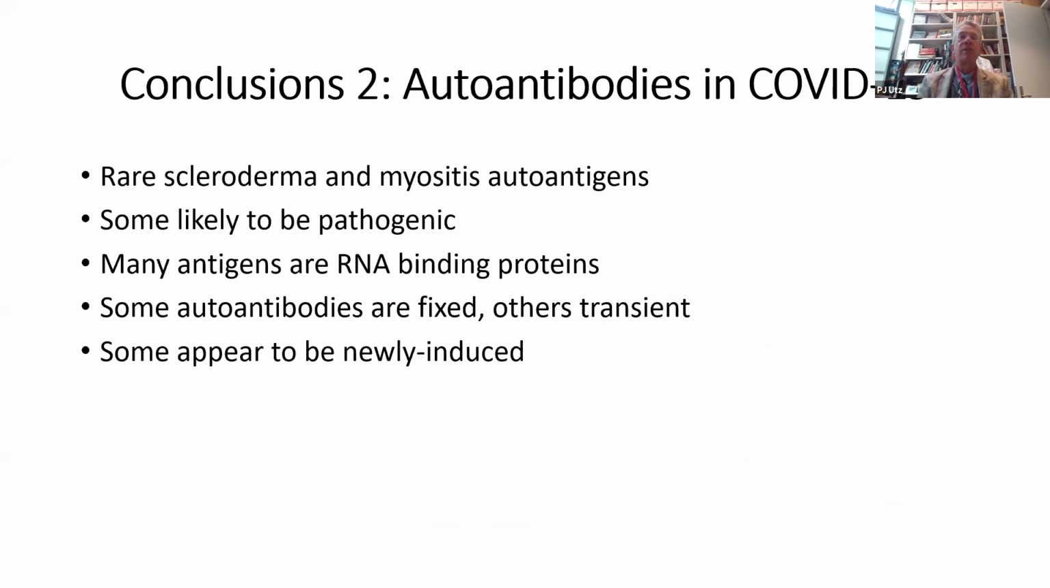So the second conclusion here is that we are not finding common antigens, but rather rare antigens targeted in scleroderma, myositis, and some other disorders. We think some of these are likely to be pathogenic. Many of the antigens are RNA binding proteins. Some are fixed, others are transient, and some appear to be newly induced.